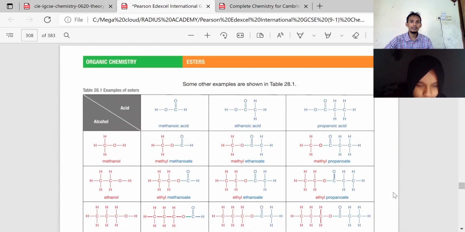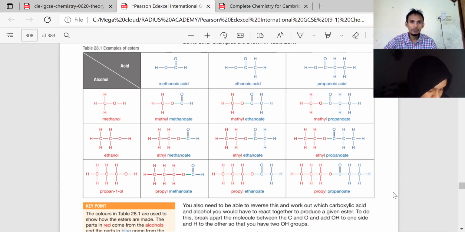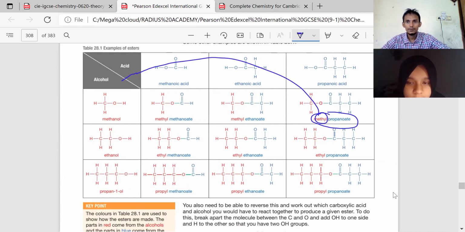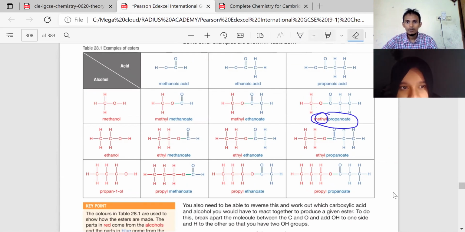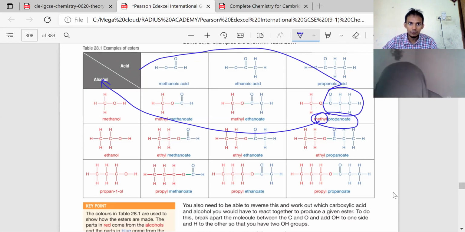Whatever the targeted ester is, you can easily form it by using the required carboxylic acid and required alcohol. For example, if I ask you to make methyl propanoate, see, methyl needs to come from the alcohol. And this propanoate group, CH3CH2COO, must come from the acid.